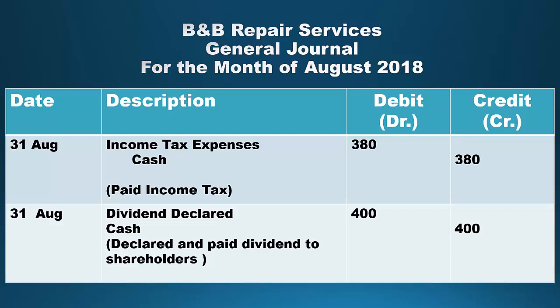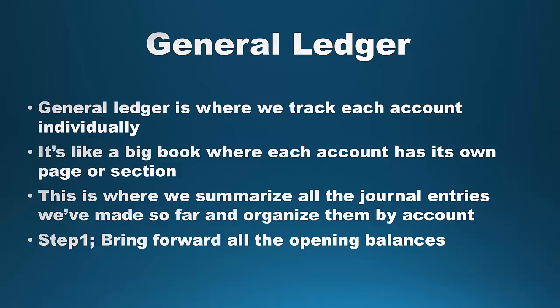All right, class, we've done a fantastic job journalizing all the transactions for August. Now, we're ready to move on to the next step, preparing and posting to the general ledger. The general ledger is where we track each account individually. It's like a big book where each account has its own page or section. This is where we summarize all the journal entries we've made so far and organize them by account. By the end, the ledger will give us a clear view of the total balance for each account after all the August transactions. Let's break this process down step by step.